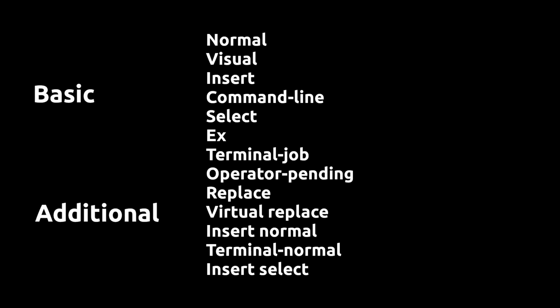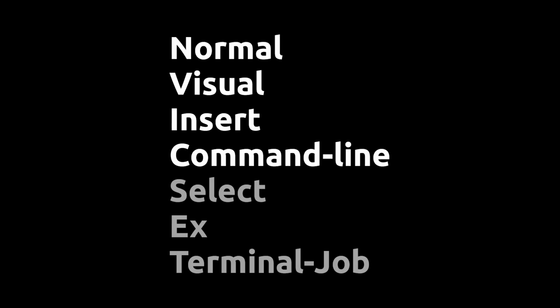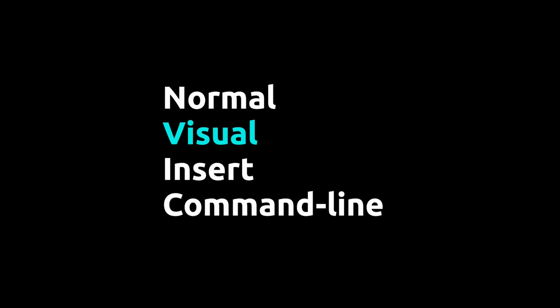VIM has 14 modes, 7 basic modes, and 7 additional modes. We'll be covering 4 of the basic modes: normal mode, visual mode, insert mode, and command line mode. In normal mode, you can enter all of the normal editor commands. Visual mode is like normal mode, but you'll be working on a highlighted area. In insert mode, you'll be entering text directly into the buffer. And finally, in command line mode, you'll be entering commands into your status line.